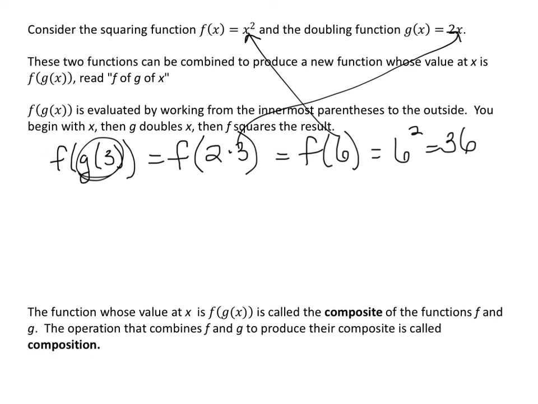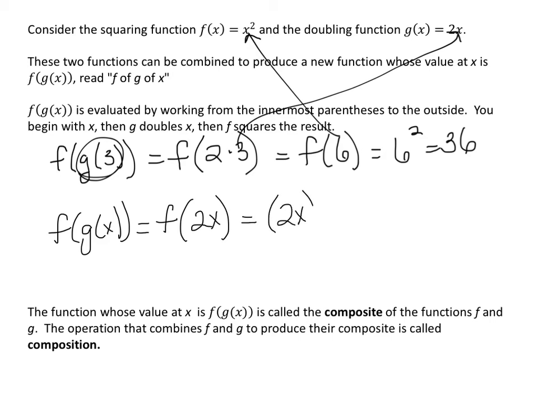So we can take f of g of a number, we can also take g of f of a number, and we can apply this to variables. So if we have f of g of x, what that means is we're going to take f of 2x, which means we'll take 2x and square it.